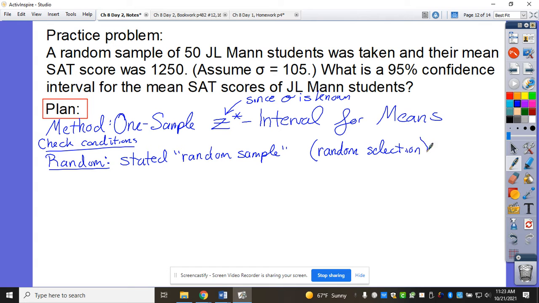So a lot of times this one's going to be something really general over here, and I just have to say, was it selection or assignment? So random is usually really, really easy to do. How do you know this one's selection? If a sample is selection, it would be an experiment if it were random assignment.